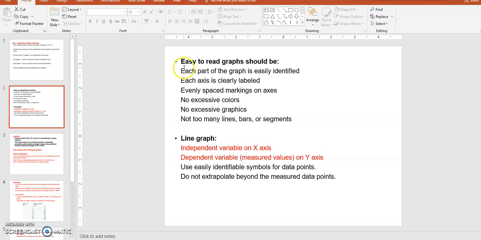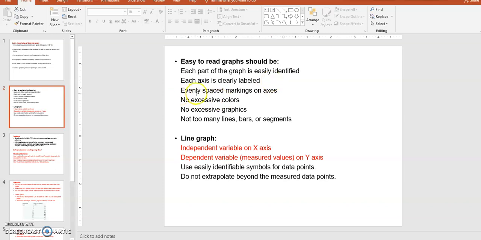And these are the necessary requirements for you to be able to plot an easy to read graph, because the main purpose of graph plotting is to visualize your data. So it should be very easy to understand what the graph shows, right? First of all, each part of the graph should be easily identifiable. Maybe x-axis, y-axis, you should be able to understand what they mean, what values are shown there, and then between x and y, what's plotted between them.